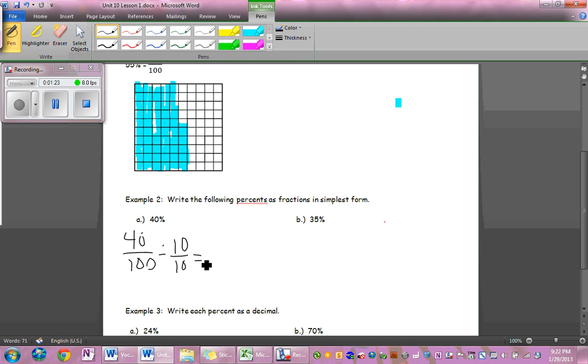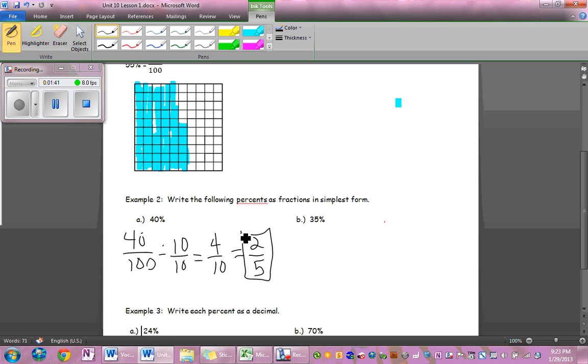If I divide by 10 over 10, that would be 4 over 10. But I can still reduce that because those are both divisible by 2. So if I divide by 2 over 2, that fraction equivalent would be 2 fifths. So in simplest form, 40%, 40 out of 100, reduces down to 2 fifths.